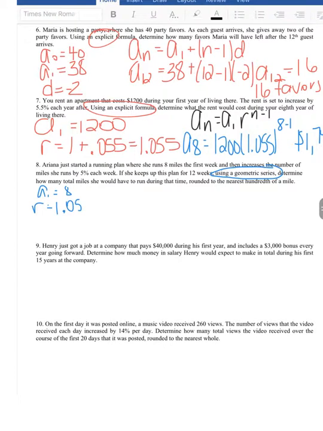A series adds up all of the terms. A sequence is for the individual term. The series is the total, so it adds everything up.